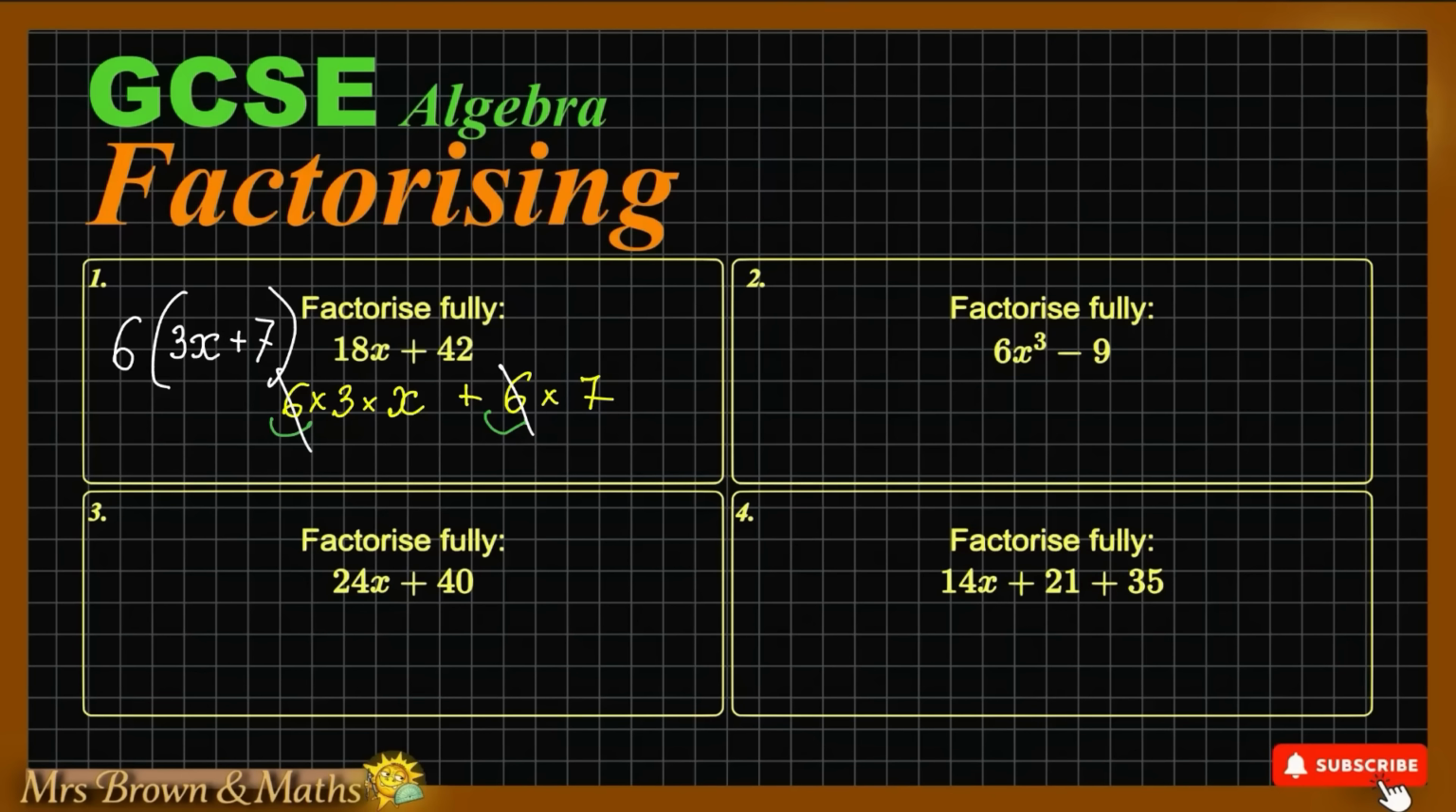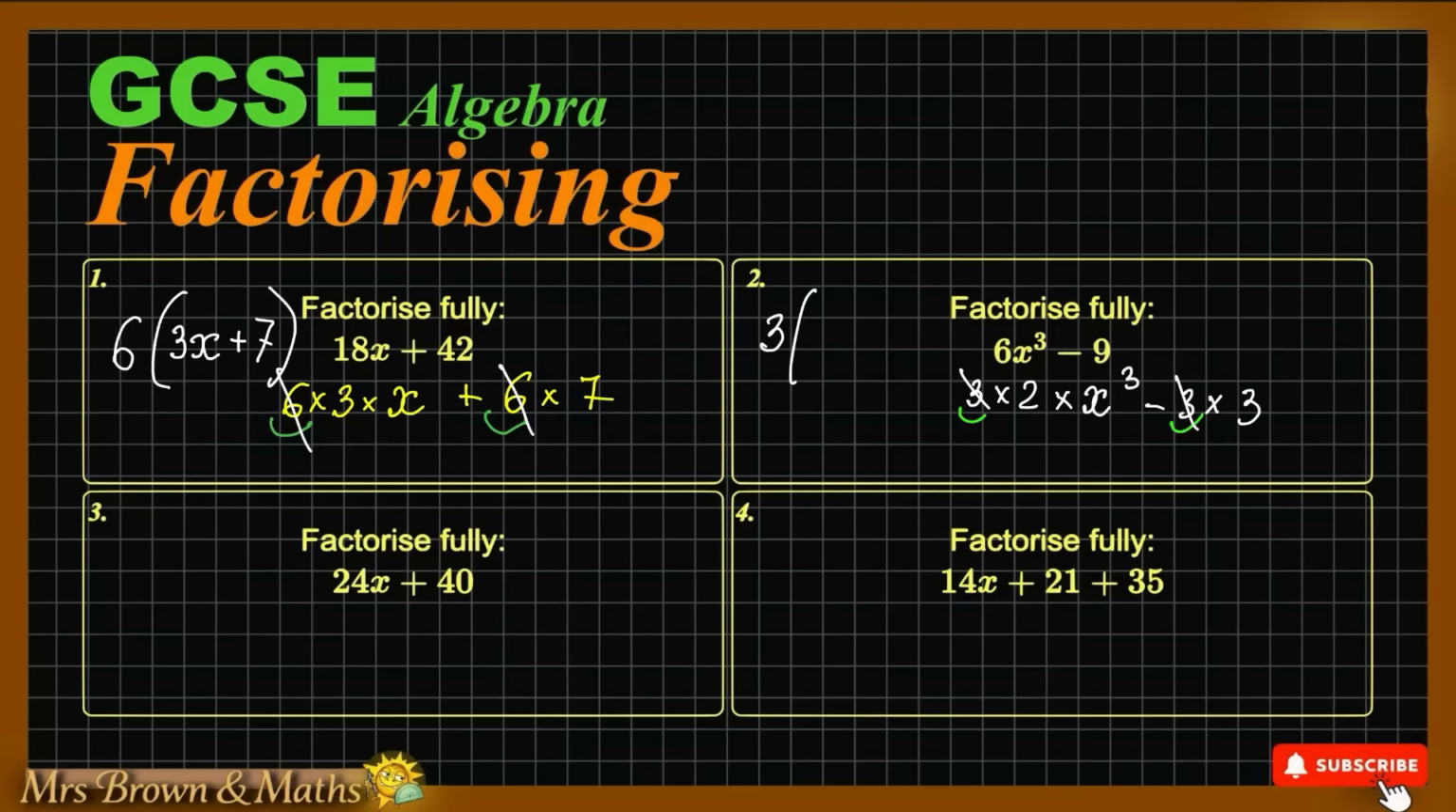Question 2. 6x cubed minus 9. Let's rewrite each term. I can see that each term can be divided by 3. So 6x cubed is 3 times 2 times x cubed. And minus 9 is minus 3 times 3.